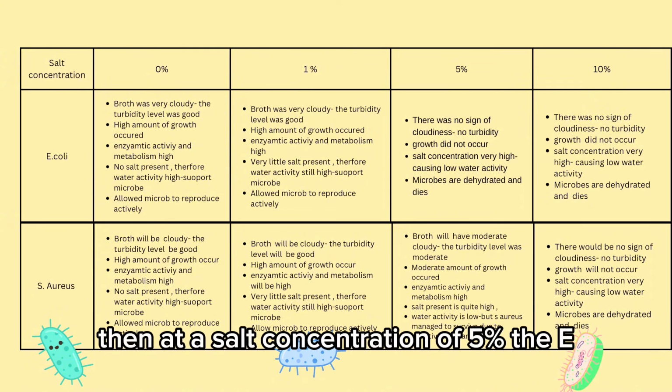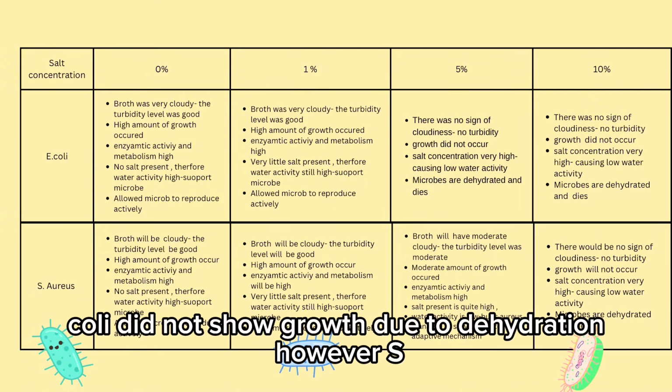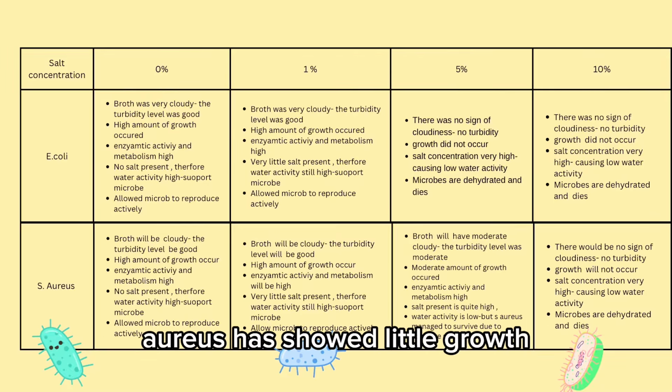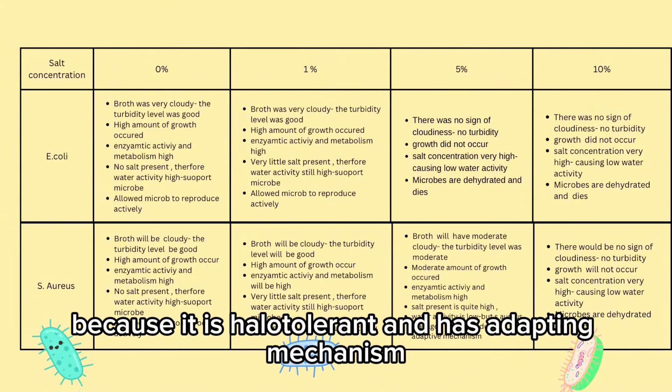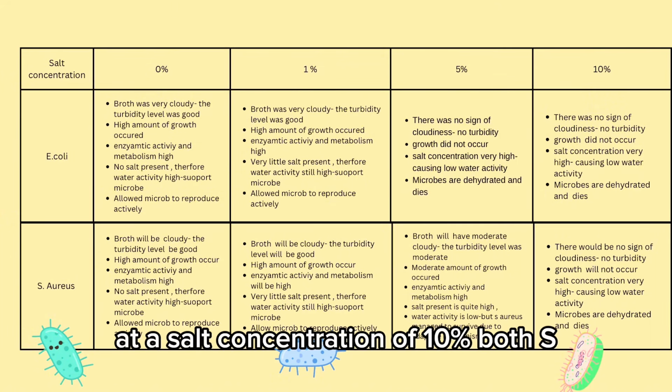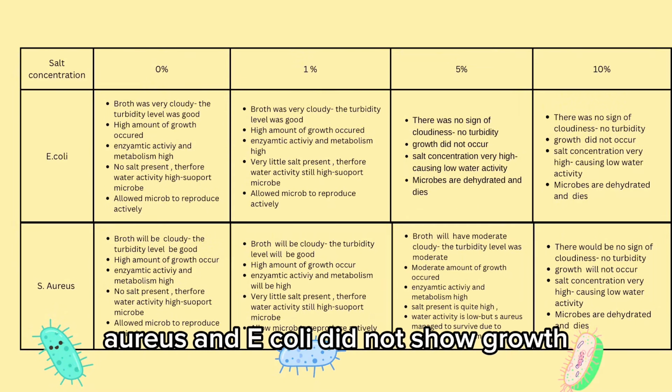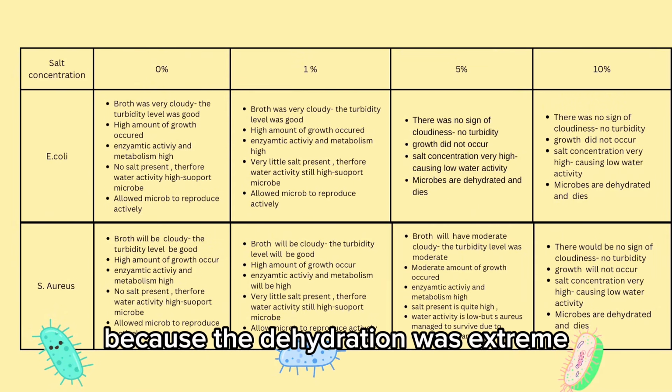Then at a salt concentration of 5%, the E. coli did not show growth due to dehydration. However, S. aureus showed little growth because it is cellular tolerant and has an adaptive mechanism. At a salt concentration of 10%, both S. aureus and E. coli did not show growth because the dehydration was extreme.